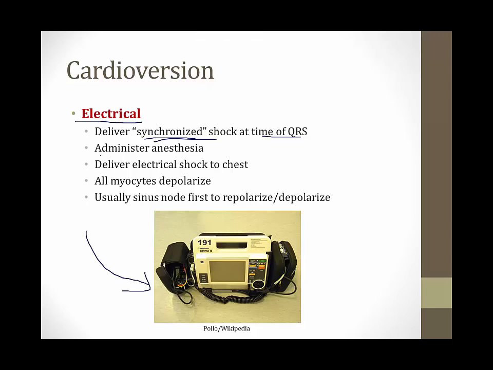To do this, you administer anesthesia to the patient. It's done in a controlled setting. You then deliver an electrical shock to the chest. When this is done, all of the myocytes in the heart depolarize, and usually the sinus node is the first to begin repolarizing and depolarizing again, and thus sinus rhythm is restored. It's not 100% effective, but it usually works in about 80% of patients.